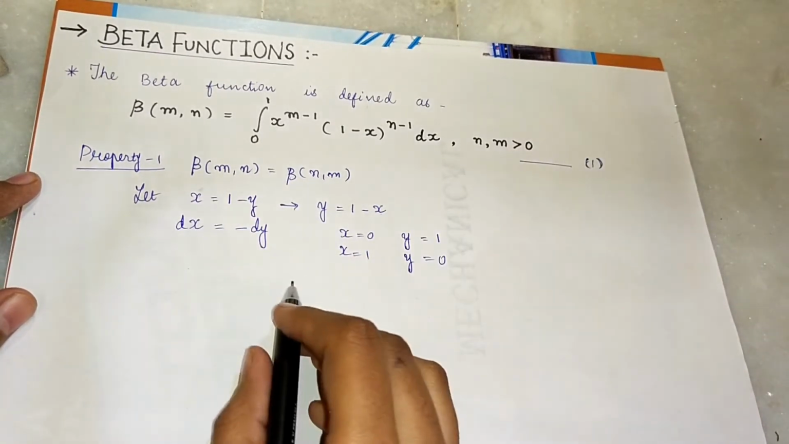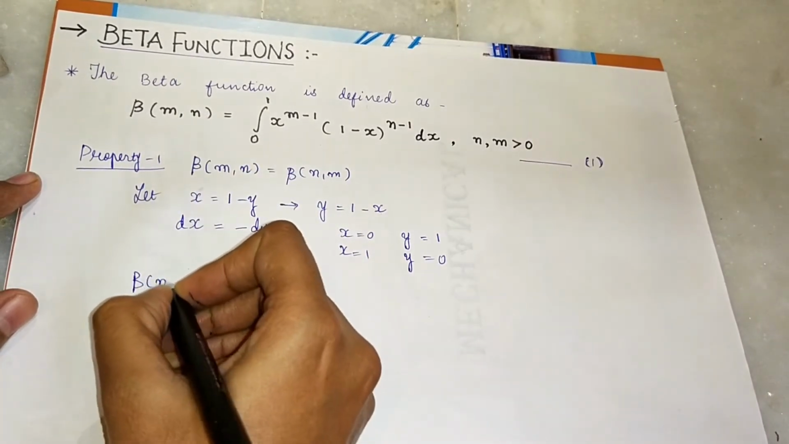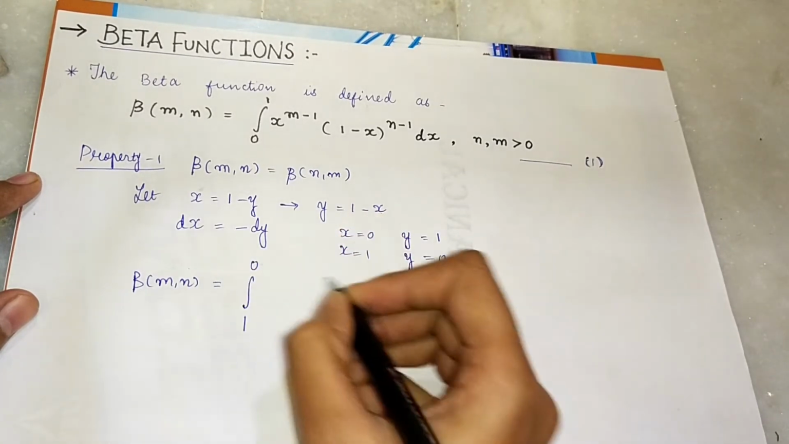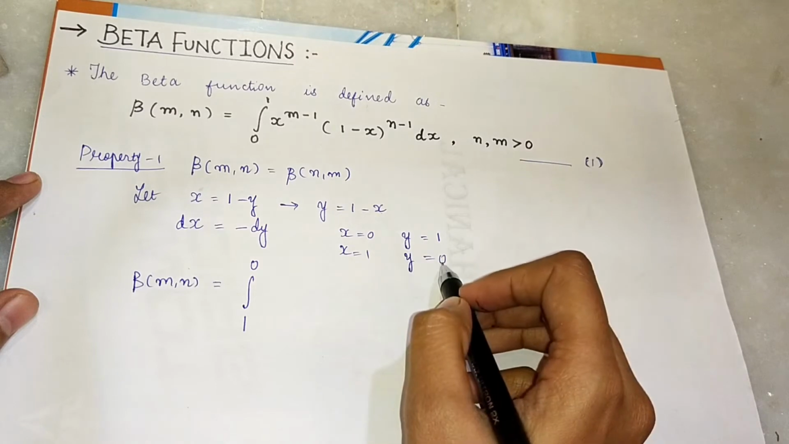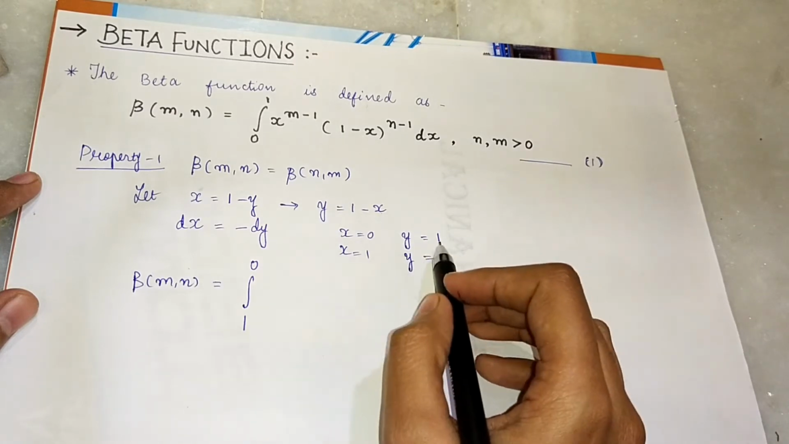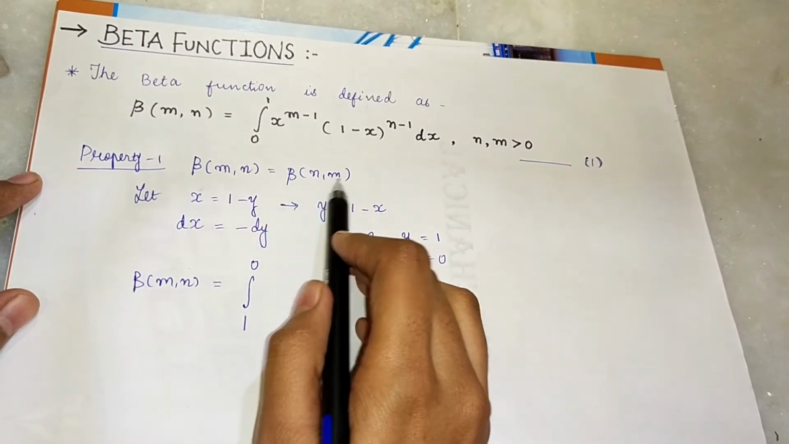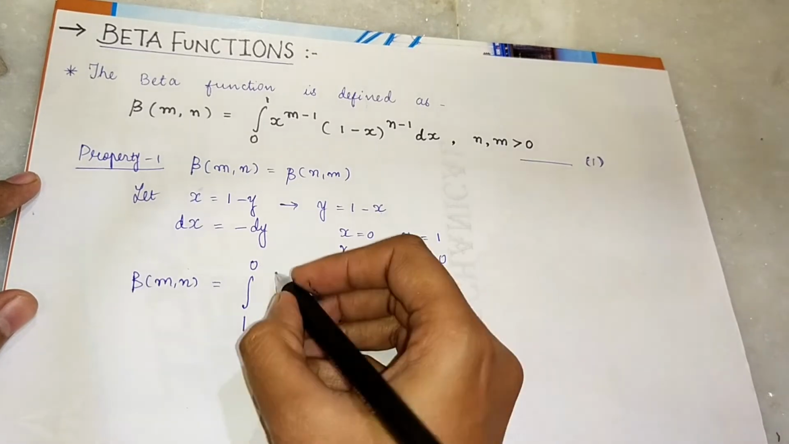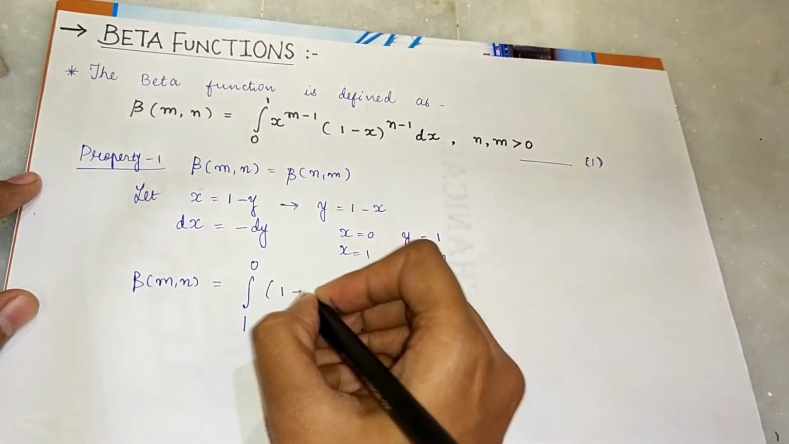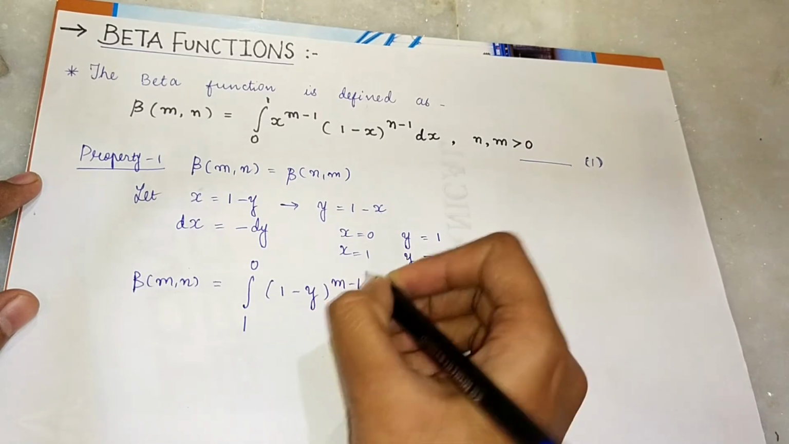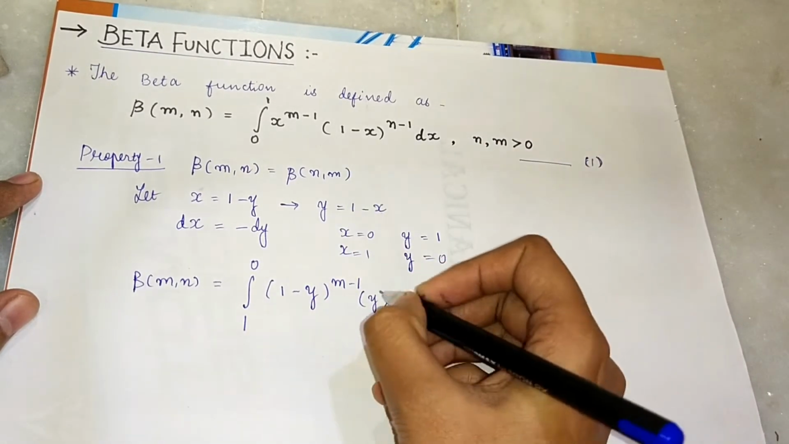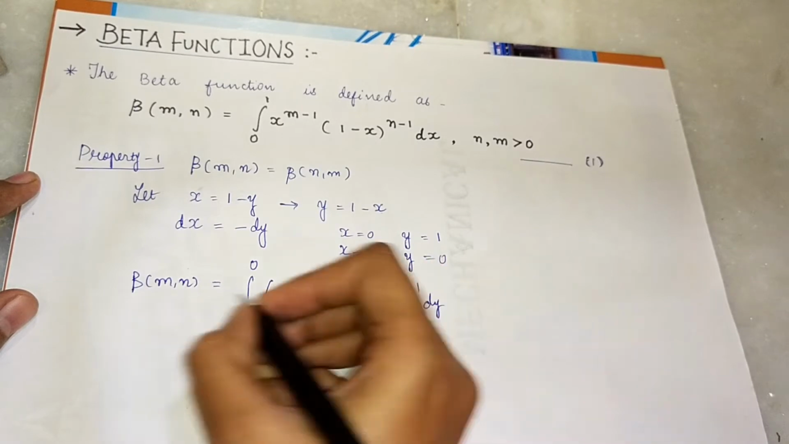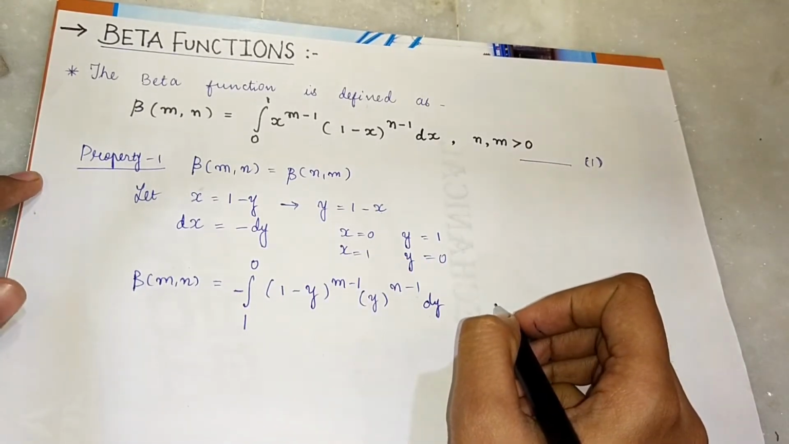So if we substitute these values in this equation, then we get beta m comma n is equal to integral 1 to 0. We have to write the limits of y because we are changing the equation to y, since we have to prove that beta m comma n is equal to beta n comma m. So we will change x terms to y terms. So integral 1 to 0, then in place of x we write 1 minus y raised to m minus 1. And 1 minus x is equal to y, so y raised to n minus 1, and dx is minus dy. We will write this minus outside.